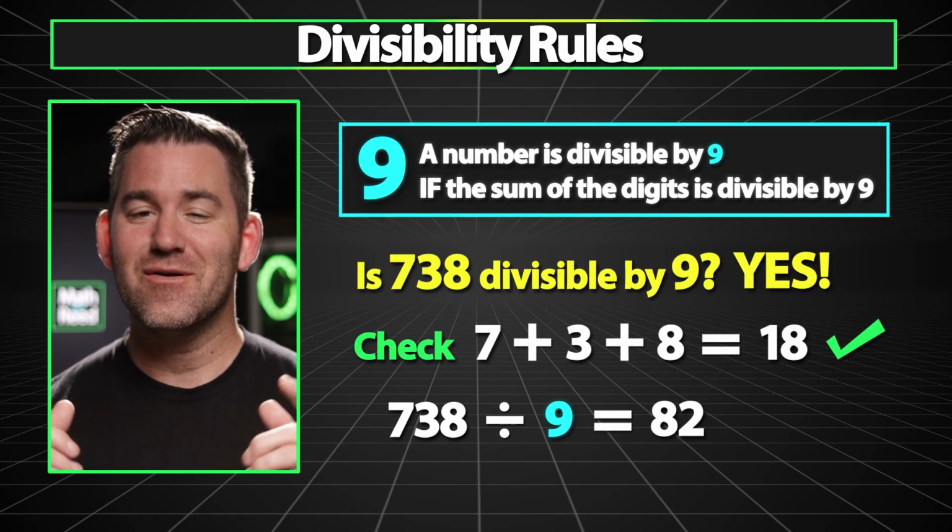And there you go. Now you've got yourself a set of cheat codes to spot divisibility in seconds. So the next time you see a really big number, don't you panic. Just remember these divisibility rules and you'll be good to go.